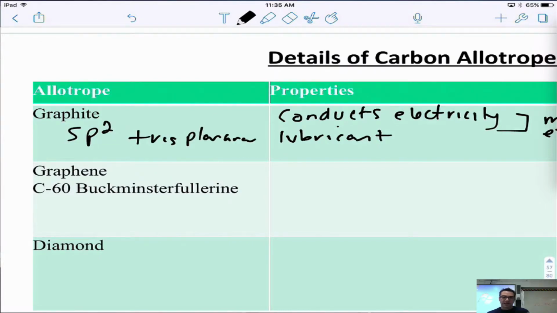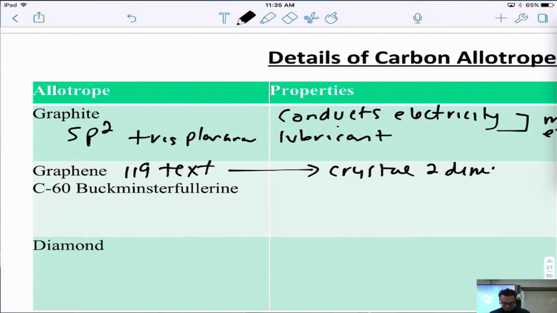Two new ones that you might not have heard about that are specific for IB, and you can find this on page 119 of your textbook, are graphene and a Buckminsterfullerene, C60. Graphene is a really interesting molecule. It's the first crystal that is two-dimensional, which means it's just a flat sheet. In terms of graphite, graphene is just one layer of graphite.